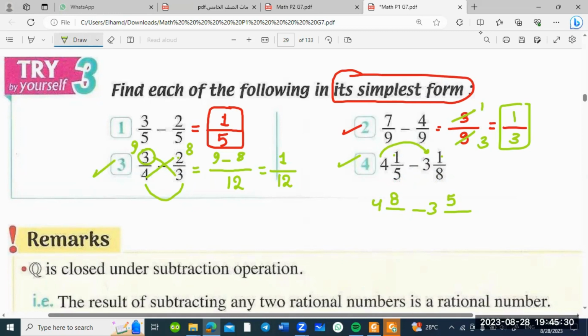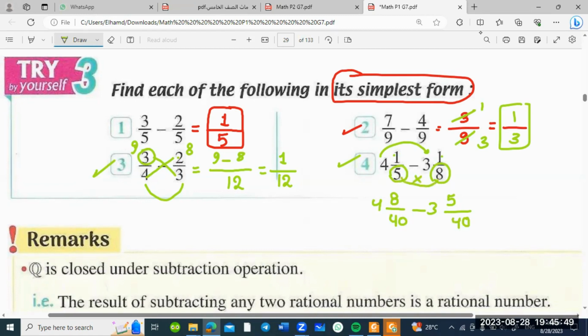Okay. Why do we do cross multiplication here? Because I have different denominators. I can't subtract unless I make the denominators equal. This is the first step. The denominator will be 40, here 40 and here 40. Yes or no? Yes, because 5 times 8 equals 40.